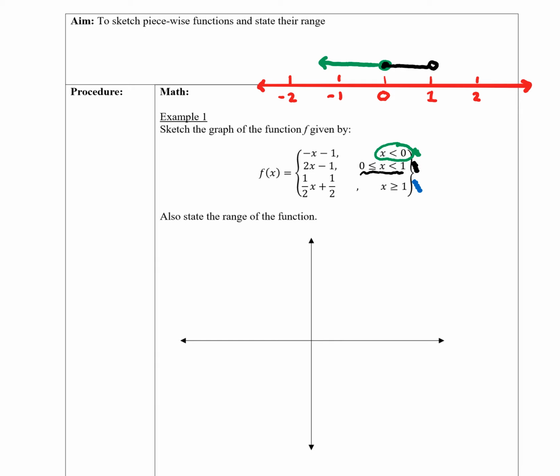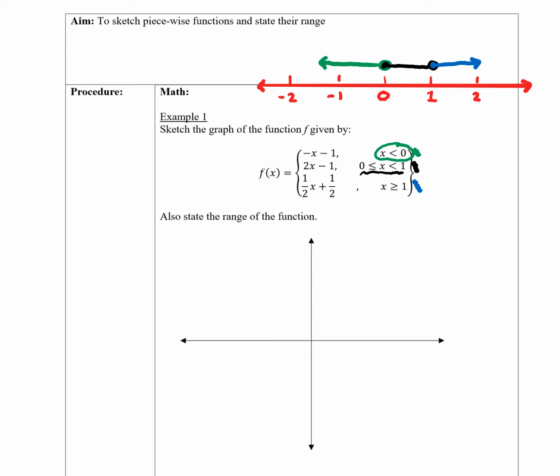Finally, we can see that half x plus a half has a domain that's from 1 inclusive onwards. So we can see that we've got a nice solid line, and arrows going to the left and to the right. The complete domain of this hybrid function is actually just the real number field. So let's have a look at what it's like to sketch this graph.